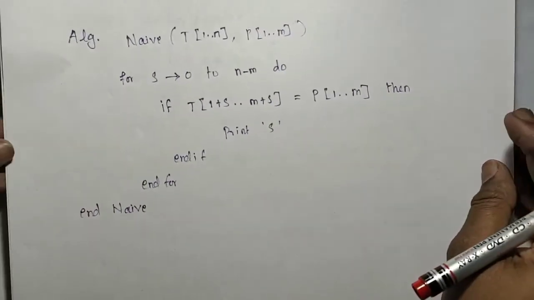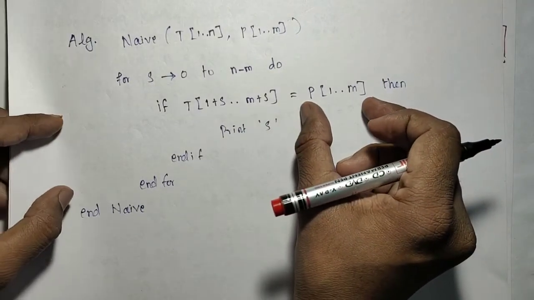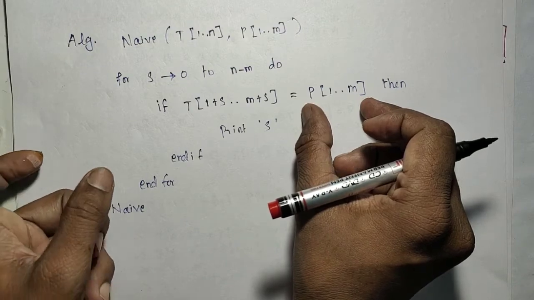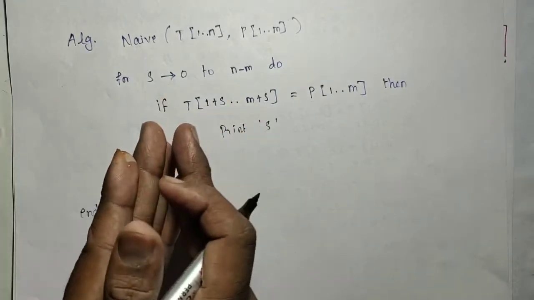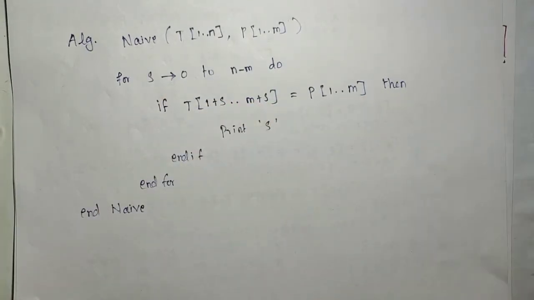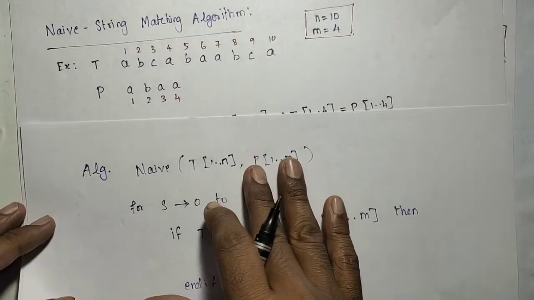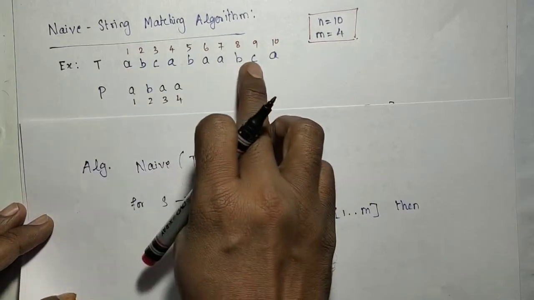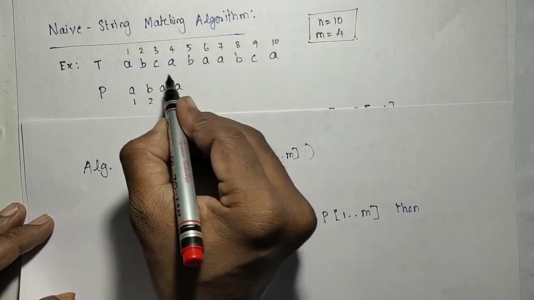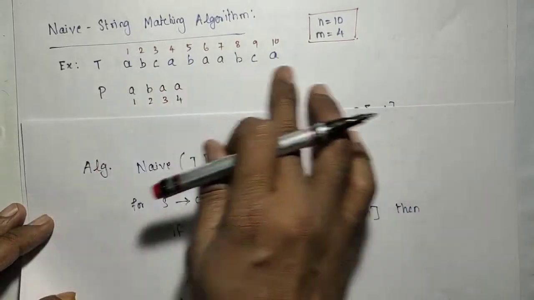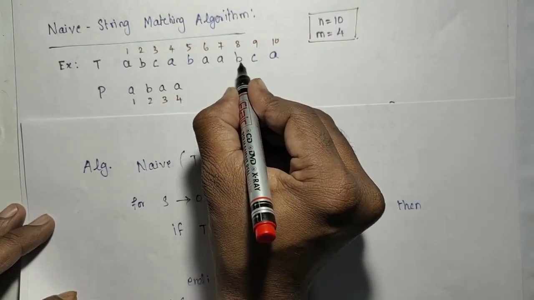Here, the naive string matching algorithm is a straightforward method. The pattern of m characters will be compared with every m characters of the text T. First four characters, then next four characters, then next four characters, like that we do the comparison. For example, a b c a, the first four characters, will be compared here. Next b c a b will be compared, then c a b a. Like that we continue up to the last four characters, a b c a.